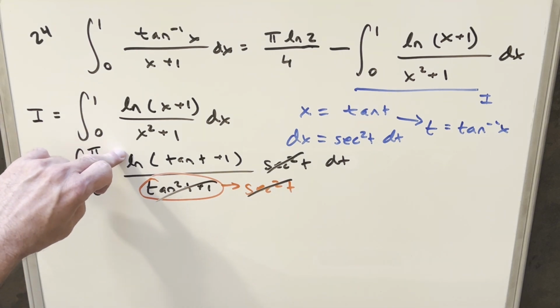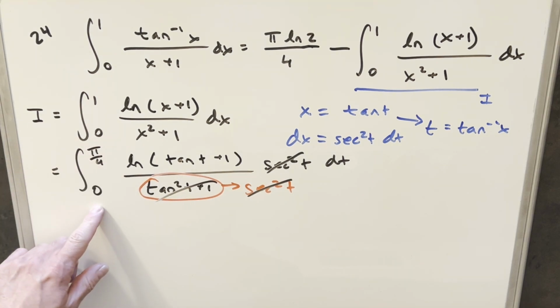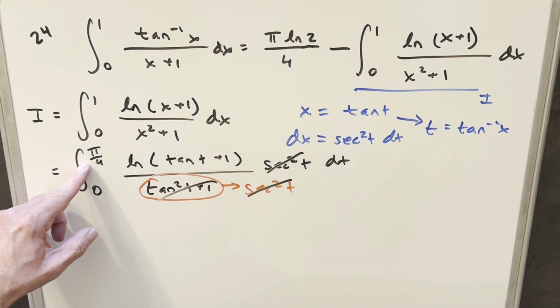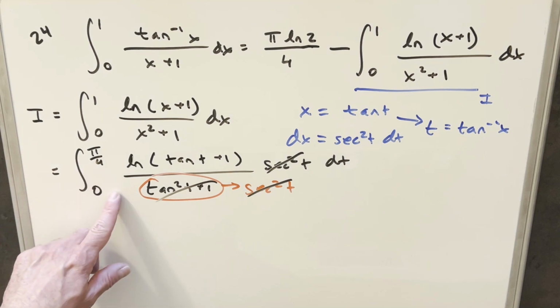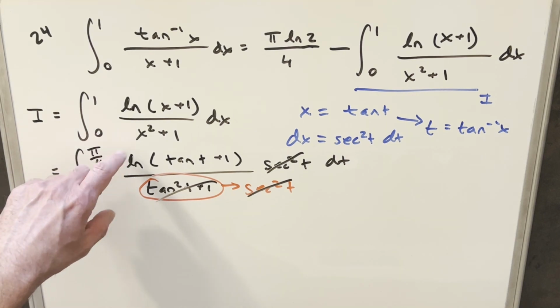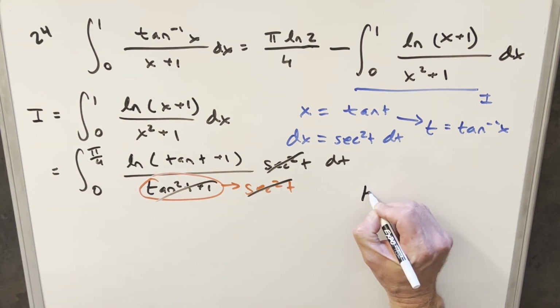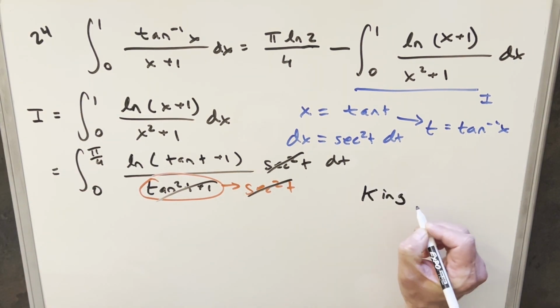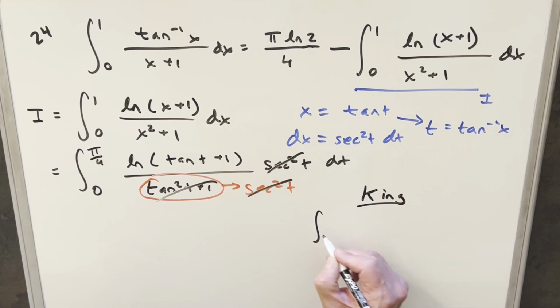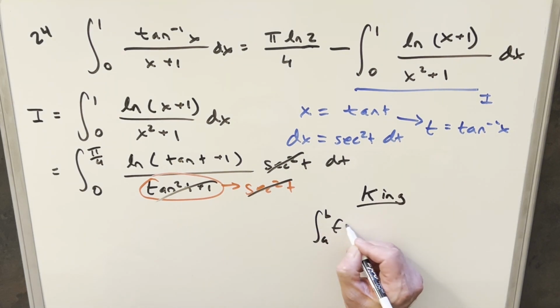Now what I want to do on this, just notice we have our bounds going from 0 to pi over 4. I think if we use King's principle here, we can simplify this natural log expression. So just looking at King's principle real quick, what we're going to have is, if we have an integral from a to b of f of x, we can translate this.